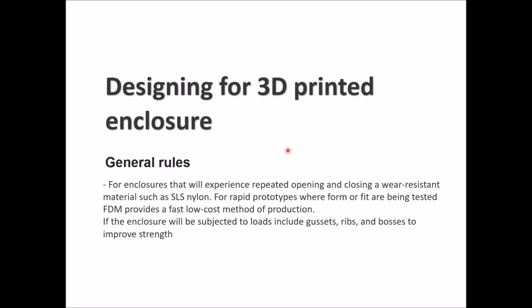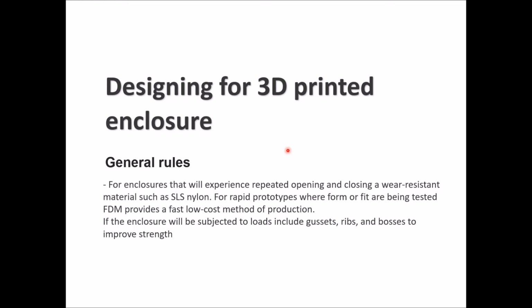General rules for enclosure design that we will remember. For enclosures that will have repeated opening and closing, a wear-resistant material like SLS nylon should be used. If you are doing rapid prototyping where your form or fit is being tested, then FDM will provide a fast and low-cost method of production.